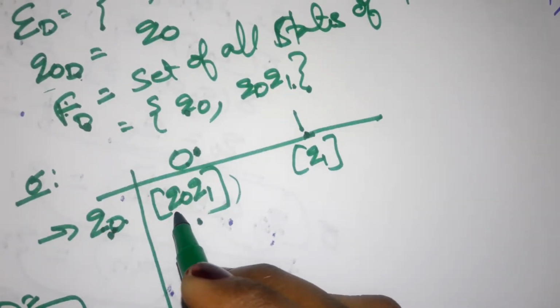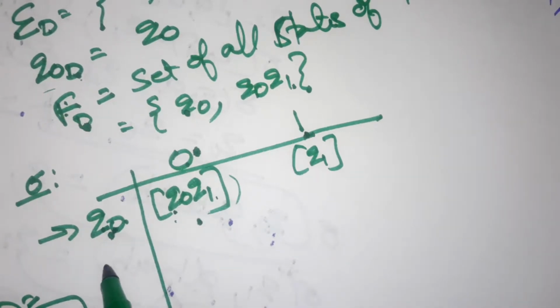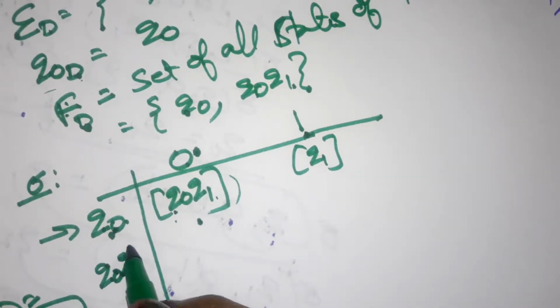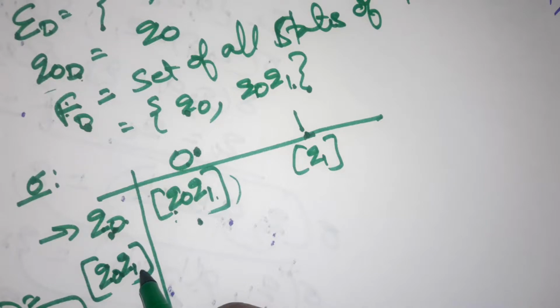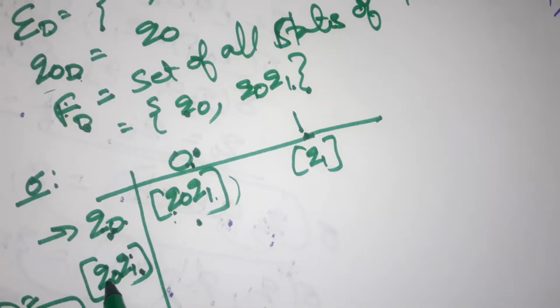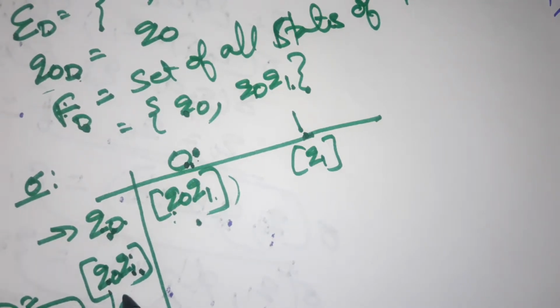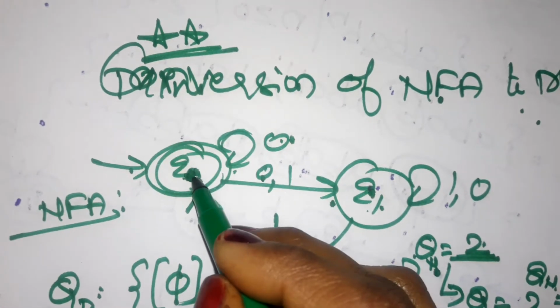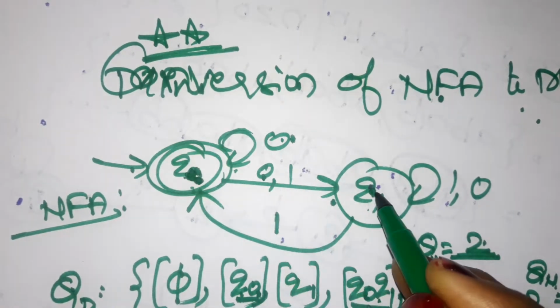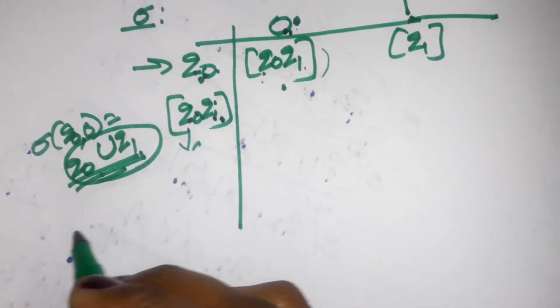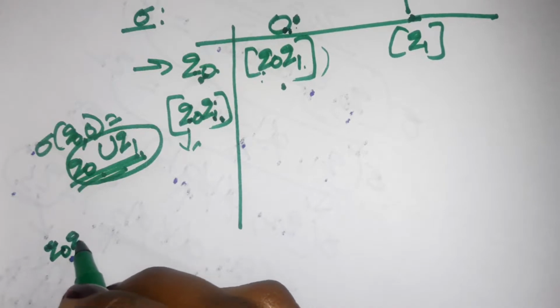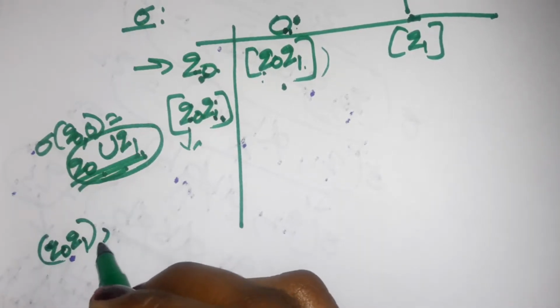So for me here, Q naught Q1 is the new state. Q naught Q1 is completely one state. On this state, you need to apply the input symbol 0. This means Q naught on 0 union Q1 on 0. We will see Q naught on 0. Where is it going? Q naught and as well as Q1. So Q naught Q1 on 0.